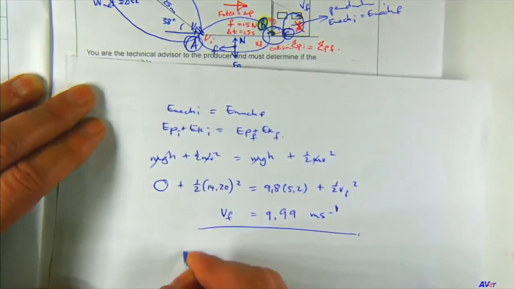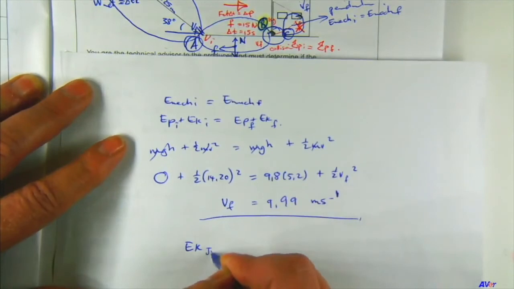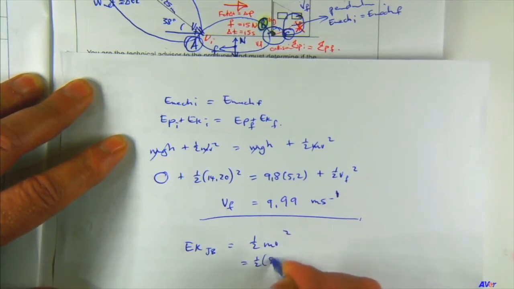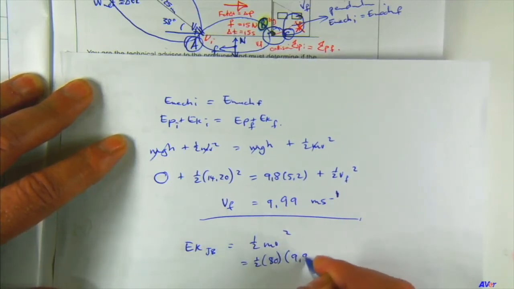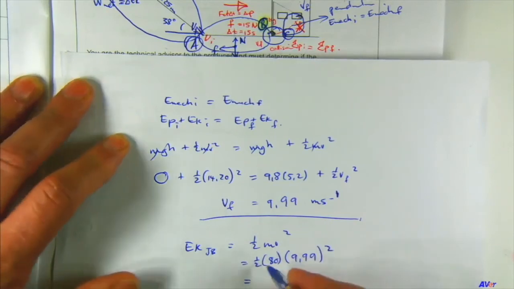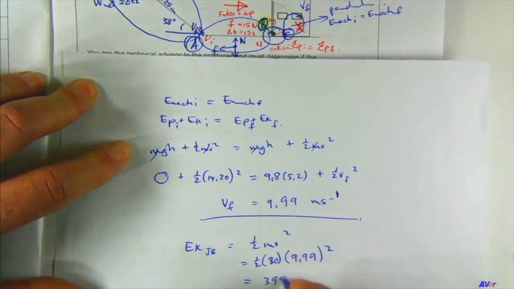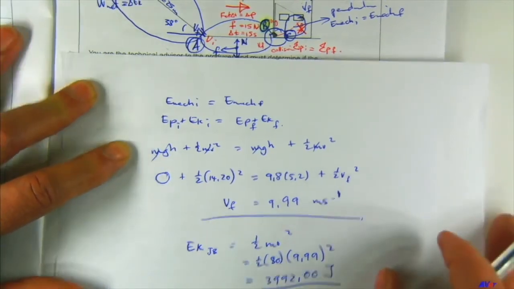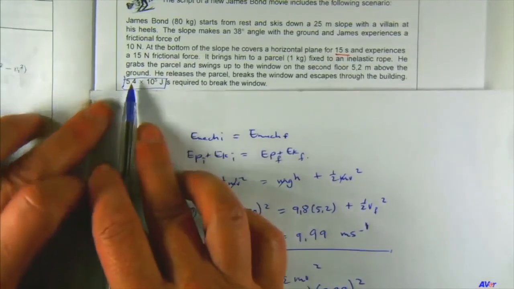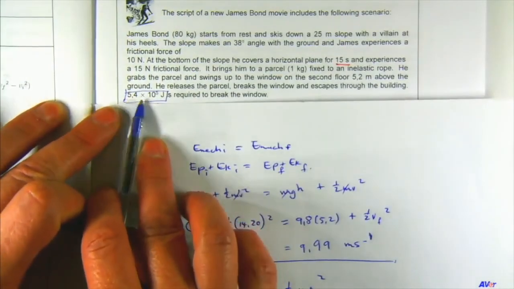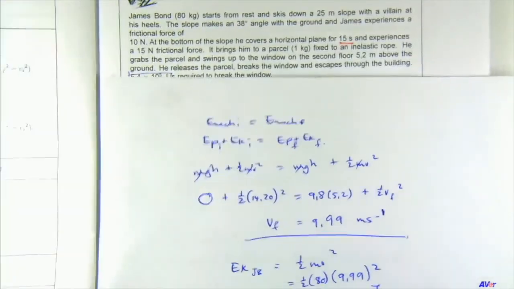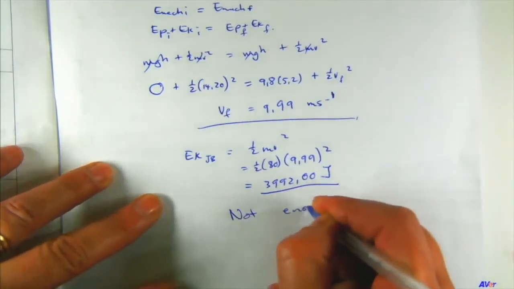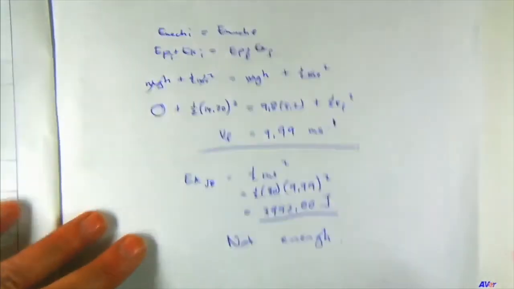And now we're just quickly going to have what is the kinetic energy of James Bond up there. It's half mv squared. Half, James Bond is an 80 kilogram guy, and that is 9,99 squared, giving you 3992,00 joule. Will he make it? No. What does he need? He needs 5,4 times 10 to the 5. Right. This is actually not enough. So, yeah, not enough.